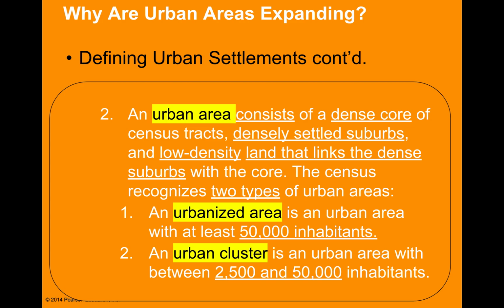And the other classification or characteristic of an urban area is urban clusters, which are defined by inhabitants between 2,500 and 50,000. And when we look at urban clusters in the United States, there are 3,087 urban clusters. These are stats from 2010.